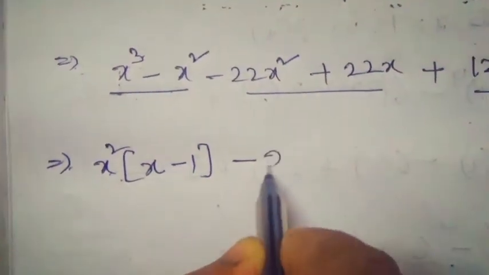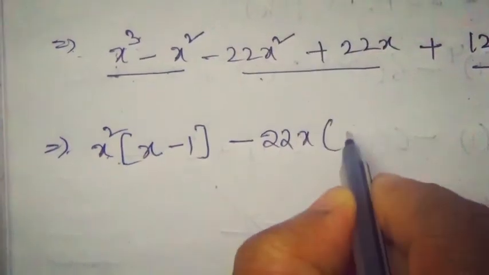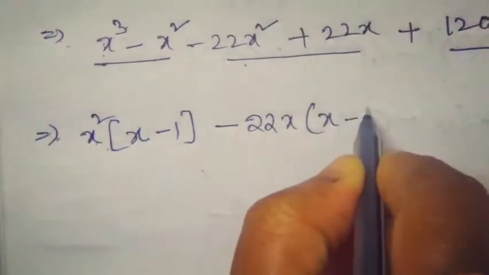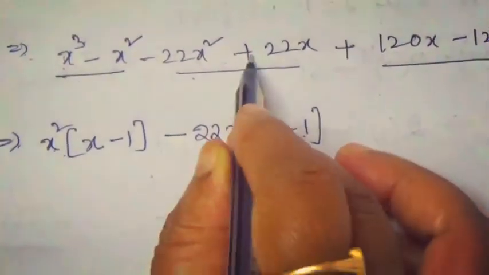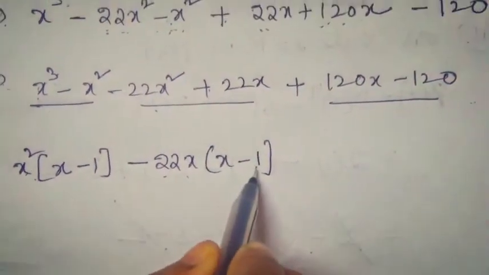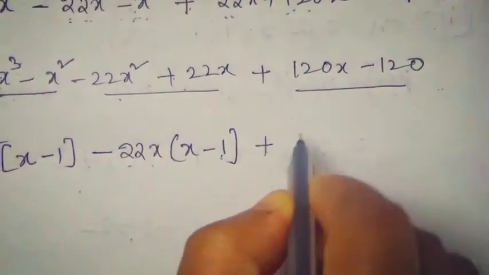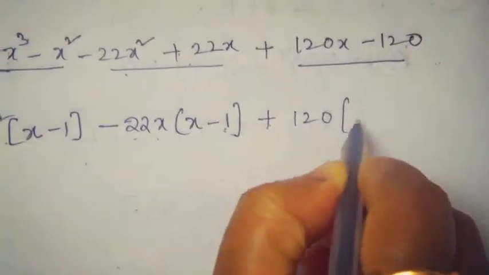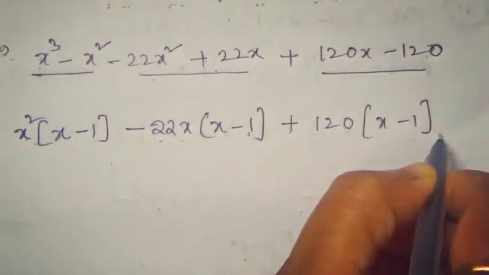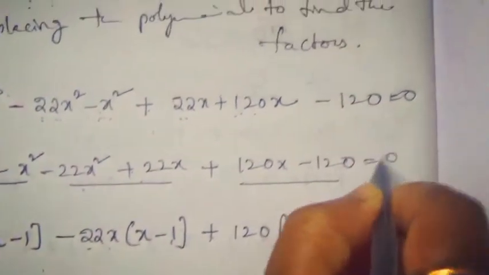Minus, here I am taking 22x as common. Okay, so x is remained minus 1. So minus of minus plus, it becomes now 22x into 1 plus 22x. Here I am taking 120 as common, x minus 1. Okay, that is equal to 0.